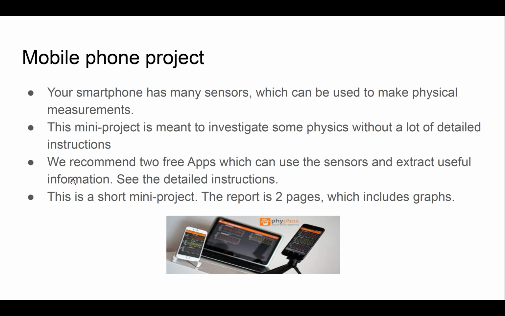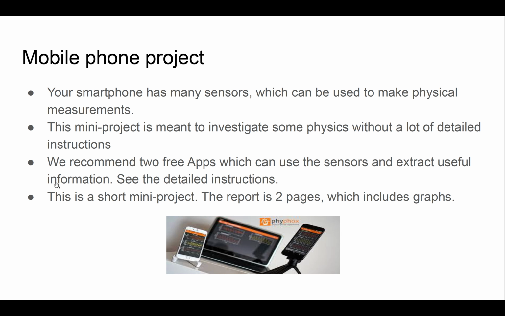Here's a picture of a smartphone measuring some information from a sensor inside the mobile phone. It's making a graph, and you can also mirror it to a laptop, and you can also exchange graphs.